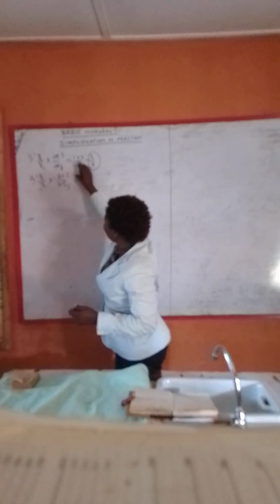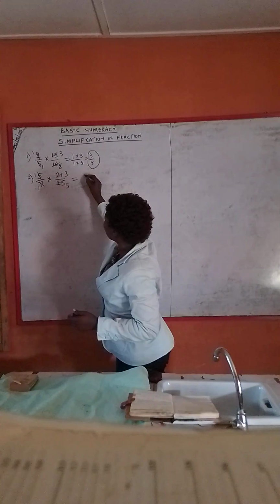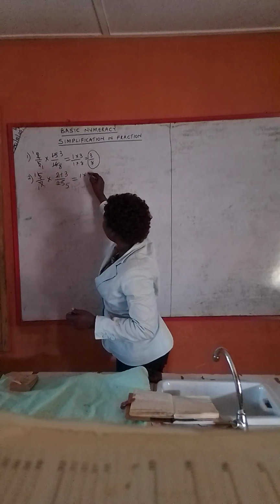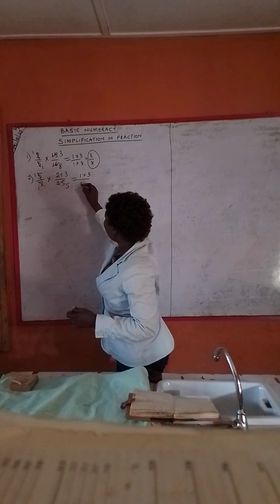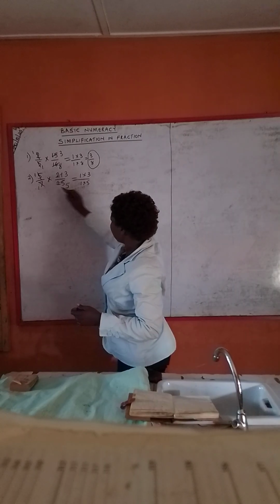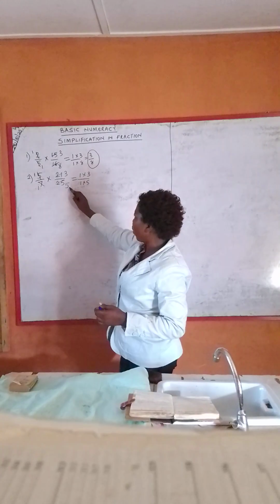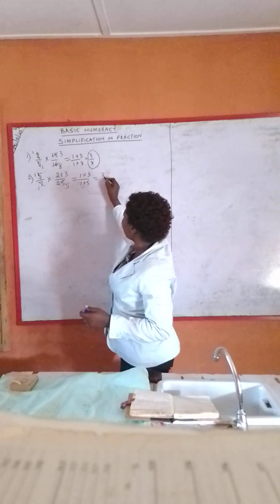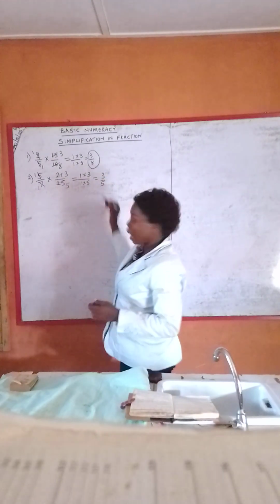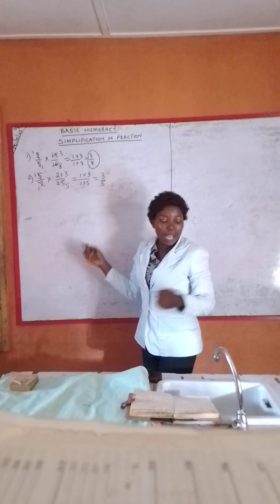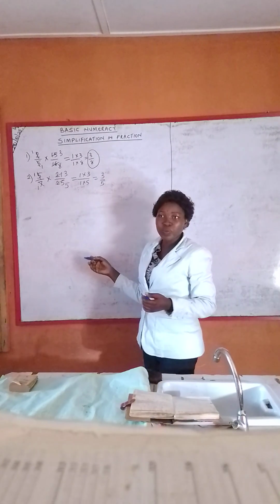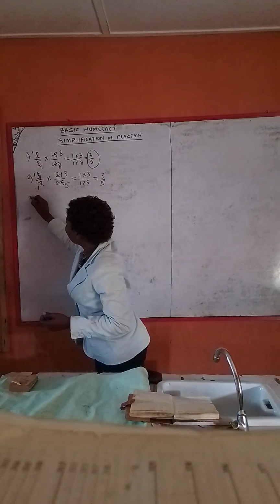Now, if you look at this, this will be 1 multiplied by 3 over 1 multiplied by 5, since 25 has been divided by 5 to give 5. So this will now be 3 over 5. I hope you are learning. Now let's pick another one.